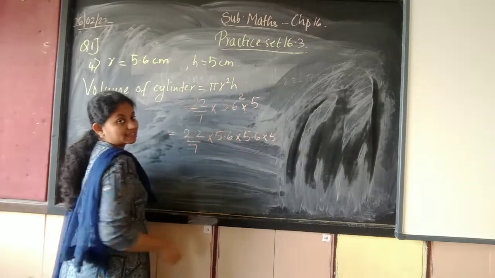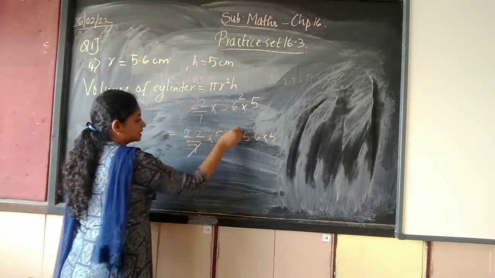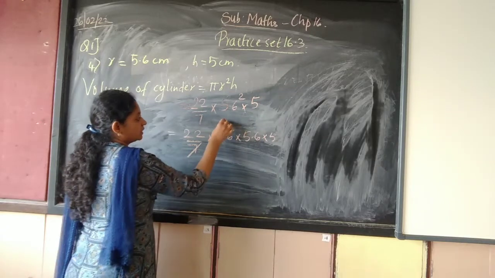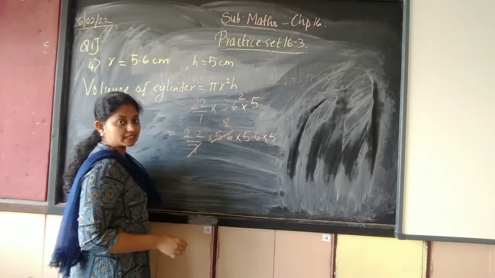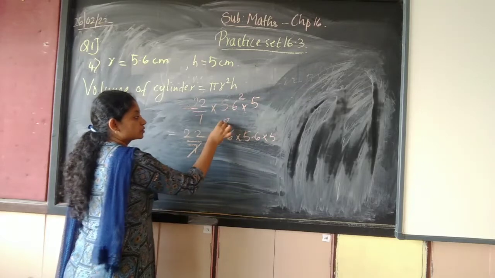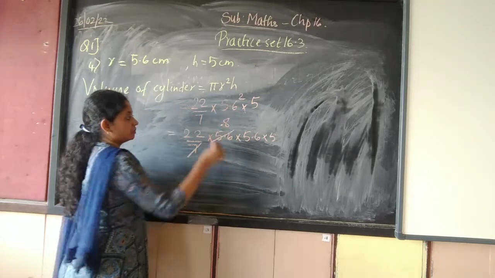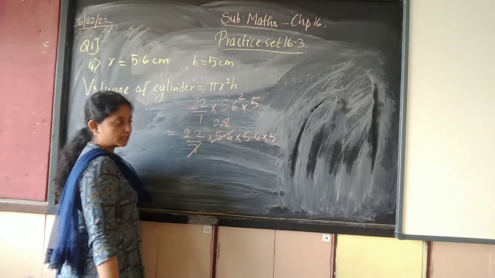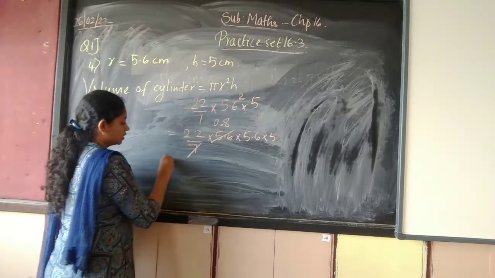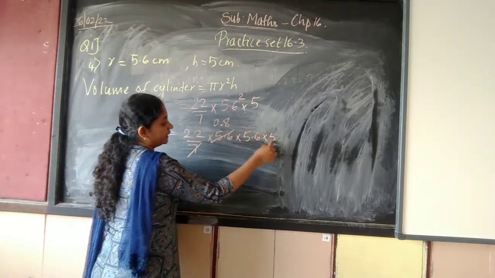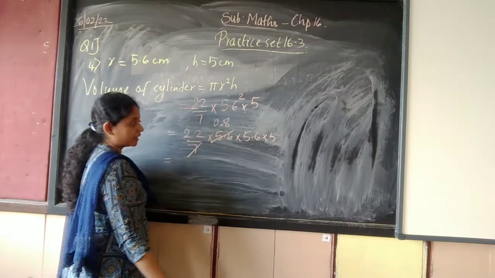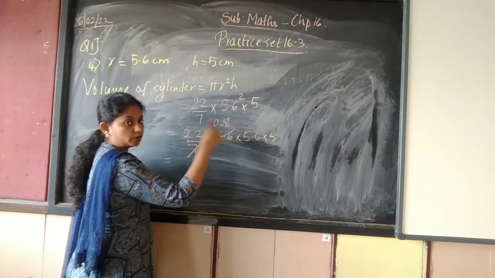You know 7 8s is 56. So we can cancel 7 and 56. 7 8s are 56. But there is a decimal point before one number, so before one number we will put decimal point, and as nothing is there we will put 0. Then how to solve further? You can see 8 and 5 we can multiply. Now this is the way I am showing. You can do any way.